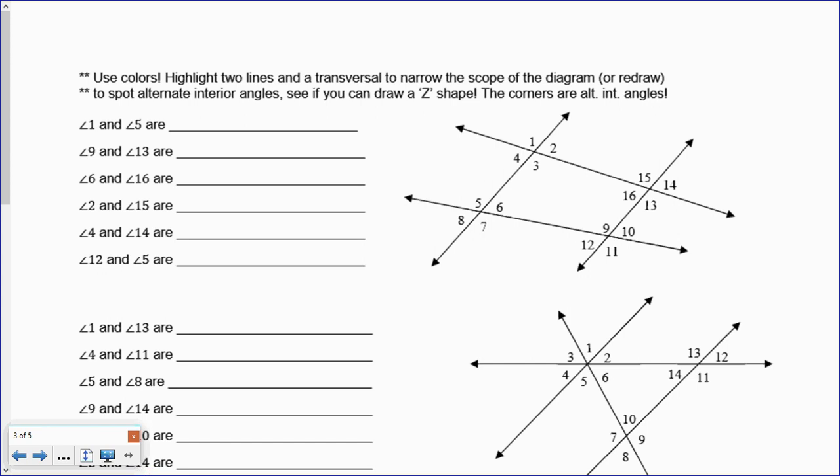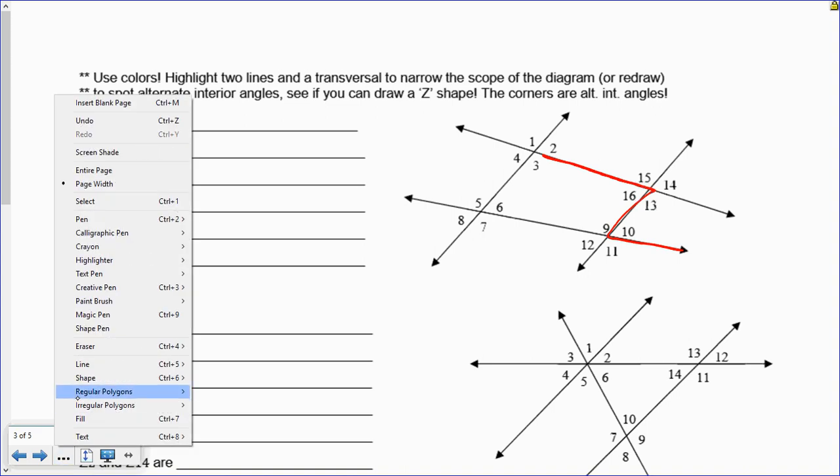There's also a cool strategy for finding interior angles. If you can draw a Z in your diagram, the corners of the Z are always alternate interior. So that's a nifty trick you can use. It doesn't matter if it's upside down, going to the left, or to the right. If you can draw a Z shape like this, the inside corners of the Z are going to be alternate interior. So that's a little hint you can use. Now I have to erase that.